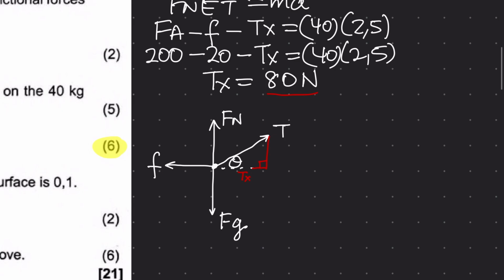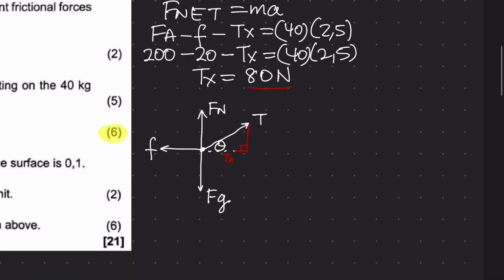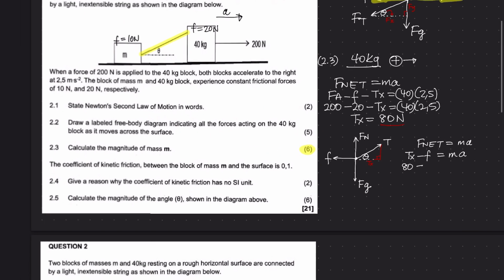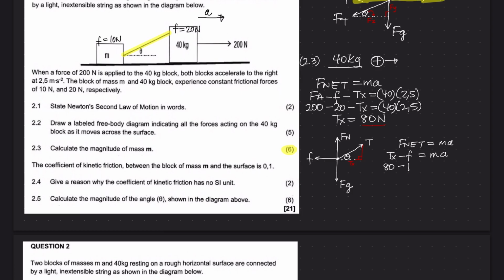Okay, so we can do F net equal MA for this block as well. So we can say F net equals MA. In this case, it's going to be Tx minus friction equals MA. Now we know Tx, we worked it out, so that's 80. They've given us friction as well. They told us the friction is 10. That's equal to the mass times the acceleration, which is 2.5. And we can solve for mass. In this case, the mass is going to equal 28 kilograms.